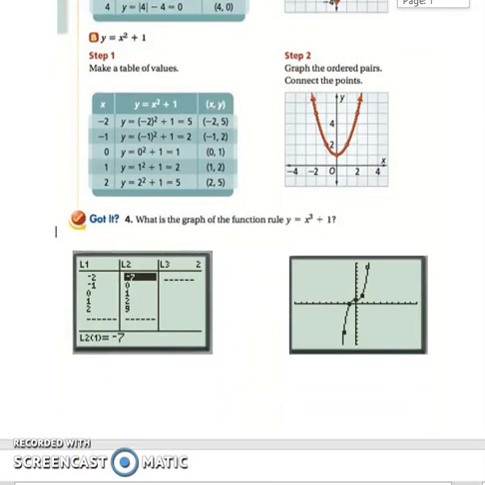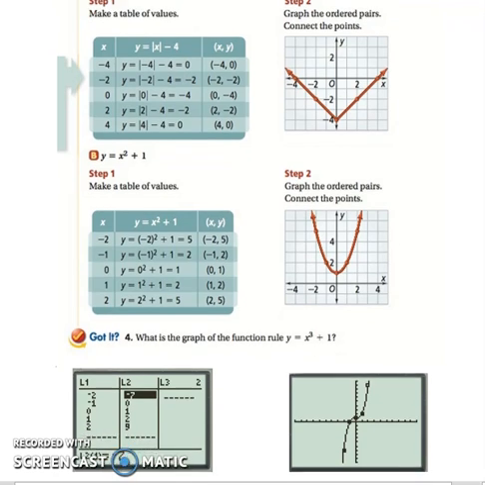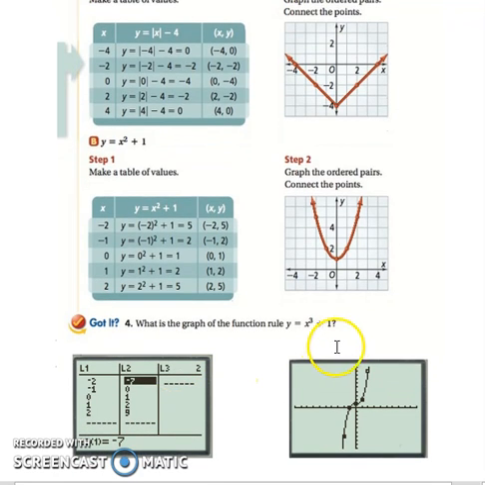So the Got It says, graph the rule of x cubed plus 1. So it's a different kind of graph. It's an x cubed graph. I just used the same values as this. You could have used these. It doesn't matter, although 4 cubed is 64, and that's hard to graph. So that's why I went with the smaller numbers.